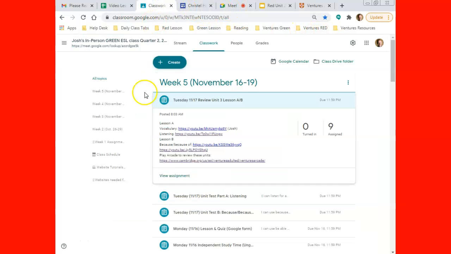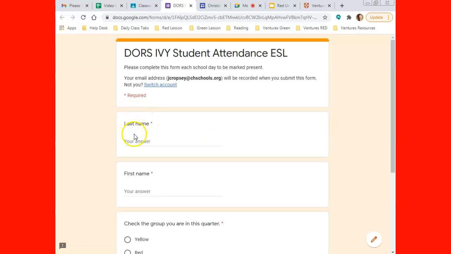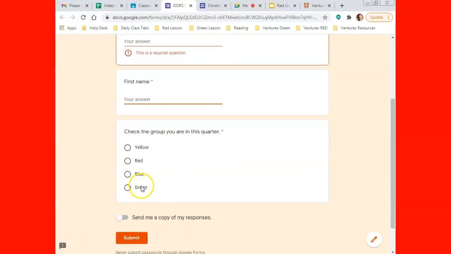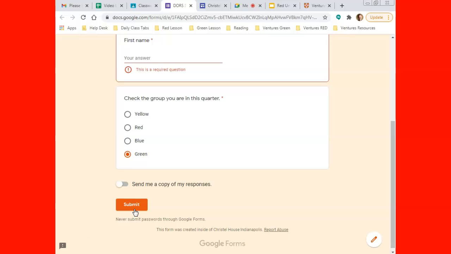The other thing I wanted to point out is you're going to notice that right now I take your attendance for you, but when you're online, you're going to need to come in first thing every day and make sure you go into, I always put it under the lesson and the quiz. You see the attendance form? Make sure you click on that one time every day. You don't need to do it 2 or 3 times, just one time. And make sure you record your last name, here your first name, and then your green, tell me what color you're in, and then hit submit. And that will help me with your attendance.